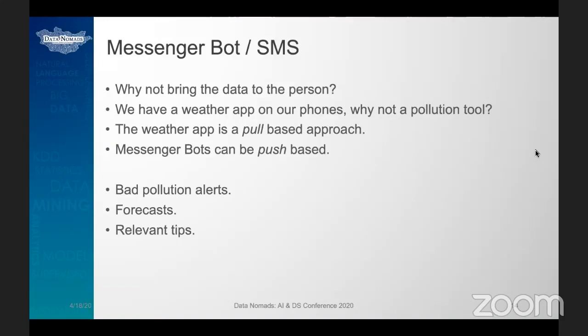And so weather apps are a pull-based approach. And messenger bots, though, are push-based because you can subscribe to them. And so you can do things like get bad pollution alerts, get forecasts pushed to you on a schedule that you choose, or even relevant tips from government ministries or NGOs that can help you protect yourself from air pollution. So these three solutions, I think, are going to be really useful in moving forward with not just solving it on the macro level, but also on a micro level.